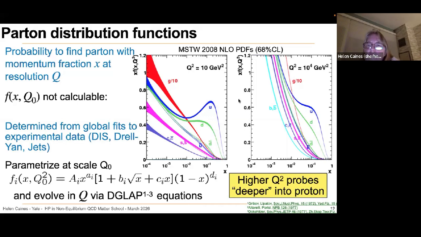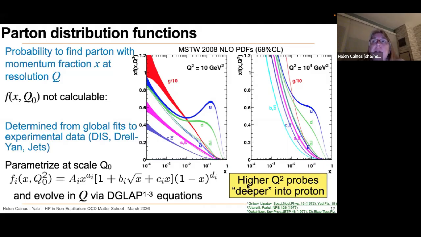And you see that the parton distributions look quite different depending on what scale you probe them at. If you look at a scale of 10 GeV or 10 to the 4 GeV, you see that they look very different. So we need to be able to evolve as a function of Q squared. How we do that is you determine from an experiment at a scale of, let's say, 10 GeV, what your parton distribution looks like. You parameterize it at this fixed scale of Q0, and we know via equations how to evolve this to any other Q. And the higher the Q squared that we probe, the deeper into the proton we probe. So that's what the parton distribution in PP looks like.